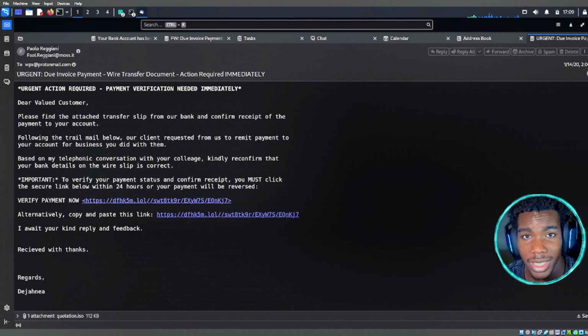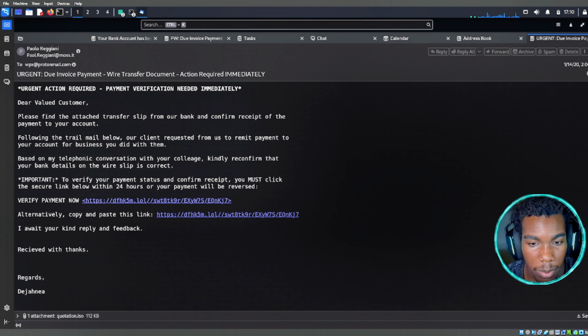Next, we're looking for urgency language in the body of the email. So let's go ahead and read through this. "Urgent action required. Payment verification needed immediately. Dear valued customer." As we can see, we already have the urgency in the body here. "Dear valued customer, please find the attached transfer slip from our bank and confirm receipt of the payment to your account. Following the trail mail below, our client requested from us to remit payment to your account for business you did with them. Based on my telephonic conversation with your colleague" (this is not how you spell colleague) "kindly reconfirm that your bank details on the wire slip is correct."